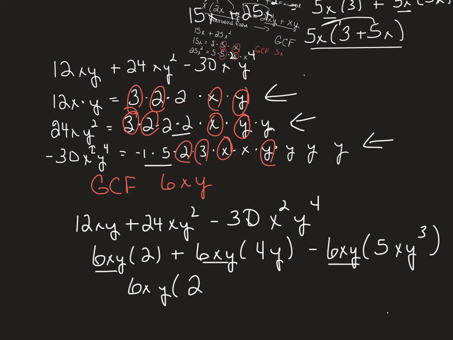And we'll have 2 plus 4y minus 5xy cubed. And there we use the distributive property to factor that trinomial. Okay? Let's do one more.